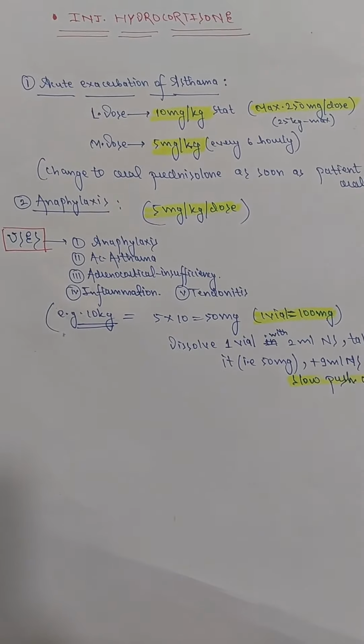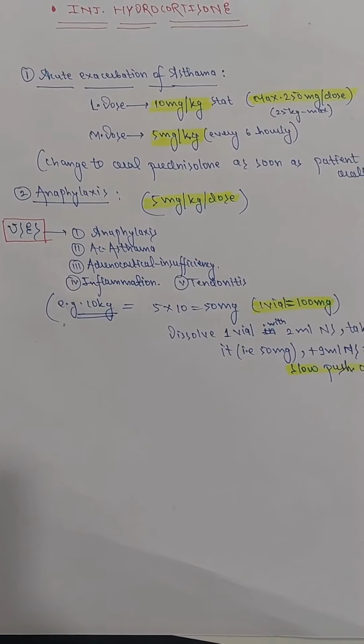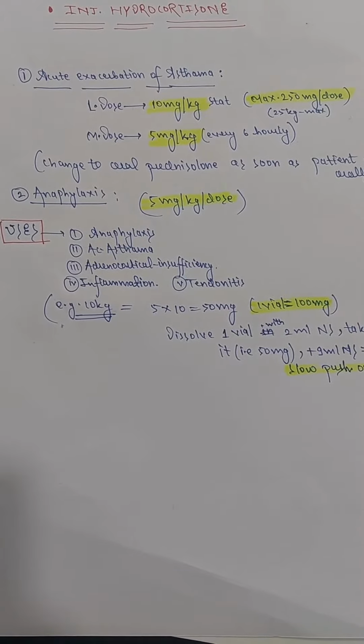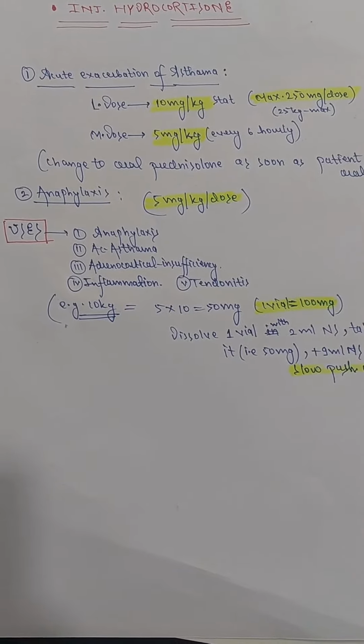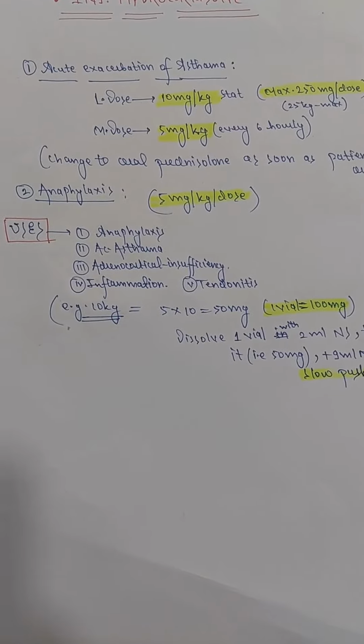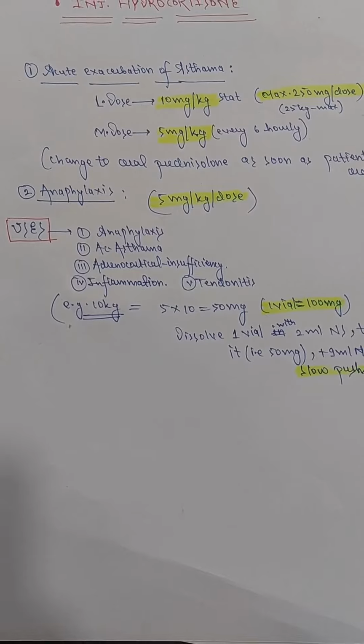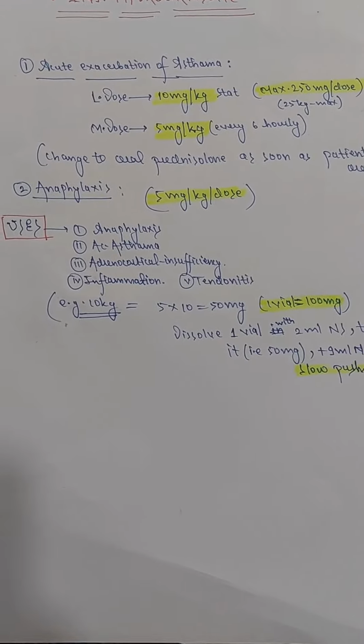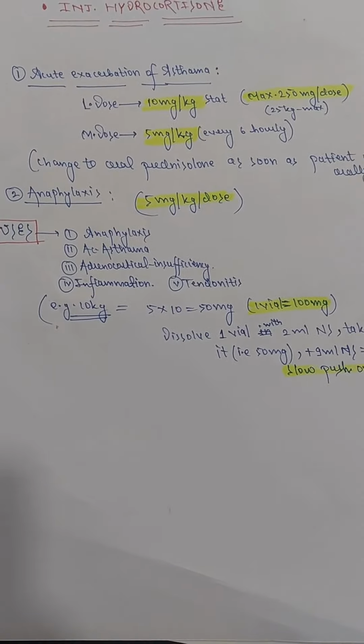Then in cases of anaphylaxis, the dose is 5 mg per kg per dose, just like the maintenance dose of asthma. And it can be used in other conditions other than anaphylaxis and acute asthma, such as adrenocortical insufficiency, inflammation, tendonitis. For example, the weight of the child is 10 kg.